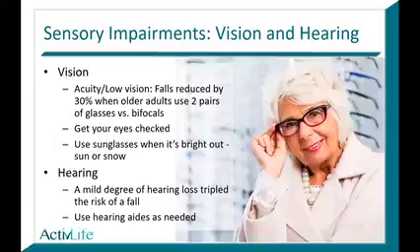Let's move on now, and let's talk about something that isn't always associated with falling, but it's vision and hearing. These are called sensory impairments. And one option to consider with your vision is to consider two pairs of glasses. Researchers have found that people who replace their bifocals with two pairs of glasses, one for reading and one for seeing at a distance, reduce their risk of falls by 30%.